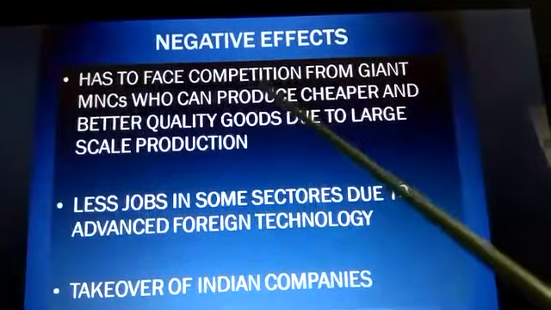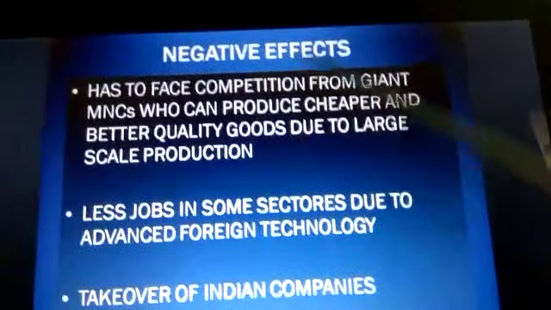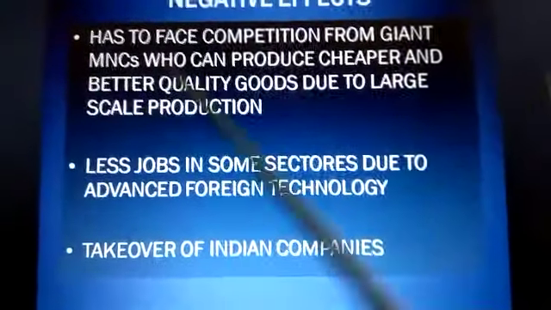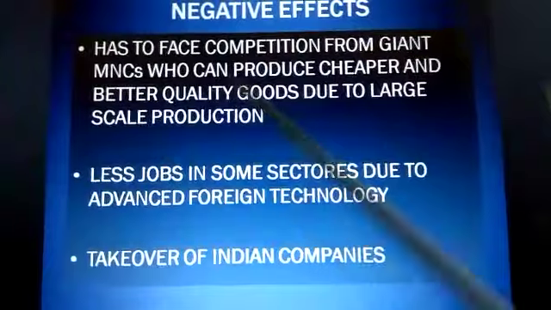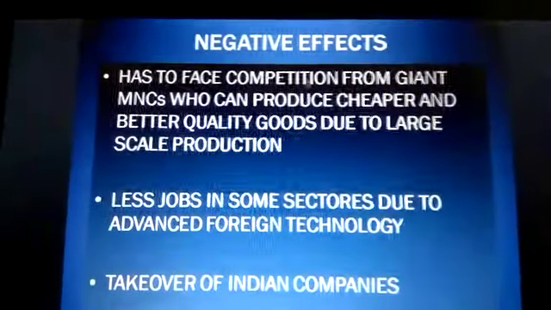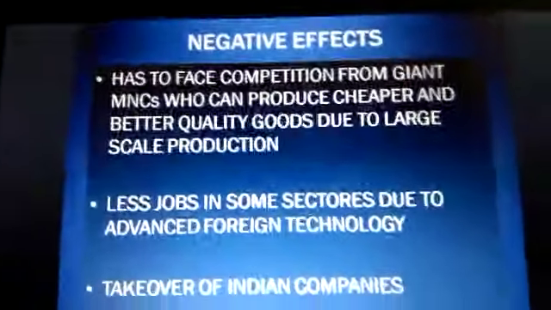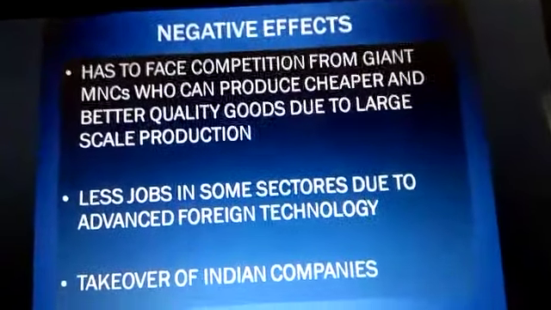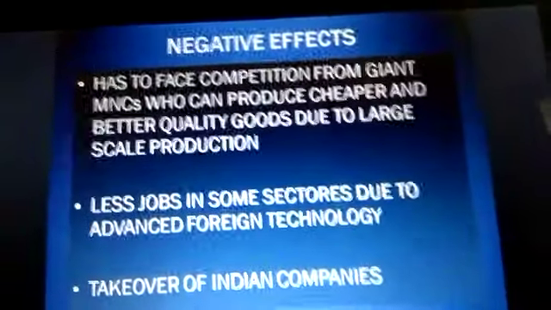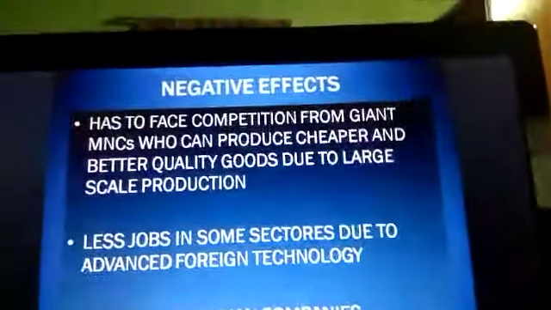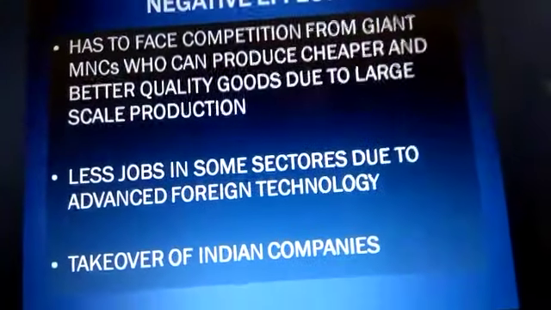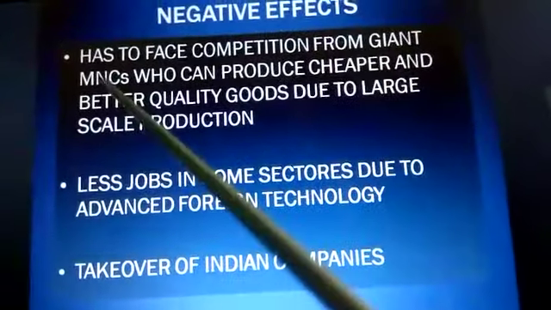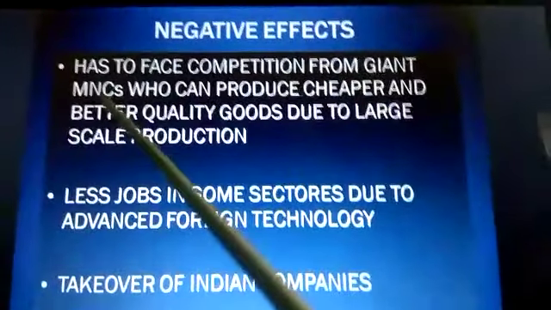India's companies were smaller in size. They had to face competition from the giant MNCs who can produce cheaper and better quality products due to large scale production. When you produce goods, just a simple example, if you go to the market to buy 50 kg of potatoes, you can ask the seller to reduce the price of the potatoes. But he won't provide you a discount if you are going to buy 5 kg or a smaller amount. Okay, this advantage the giant MNCs got. They could purchase raw materials at a cheaper price.